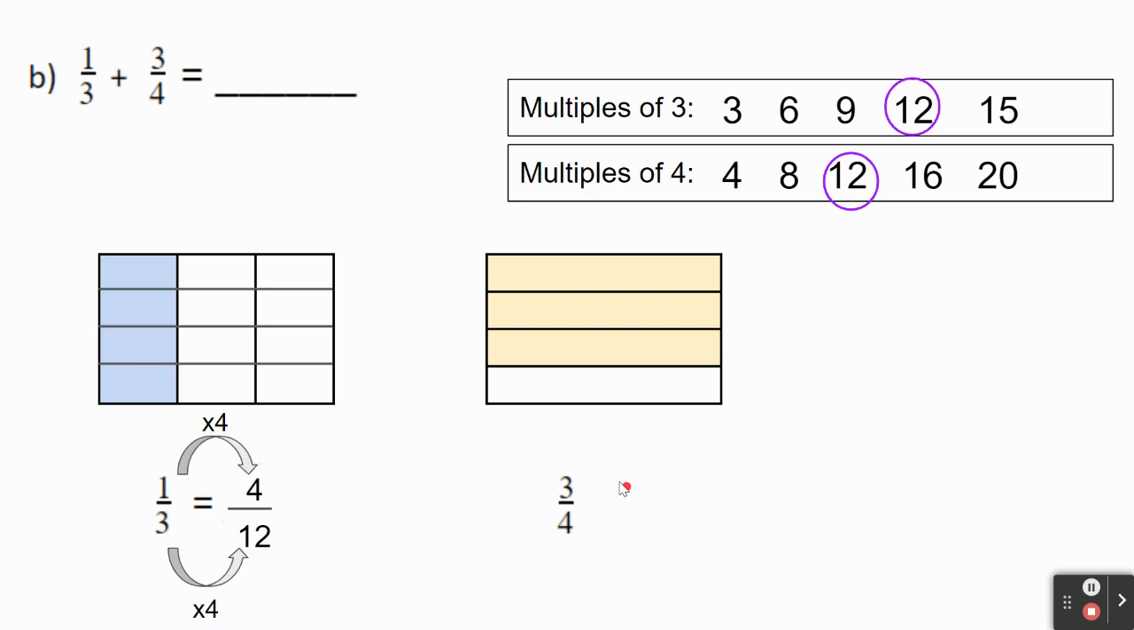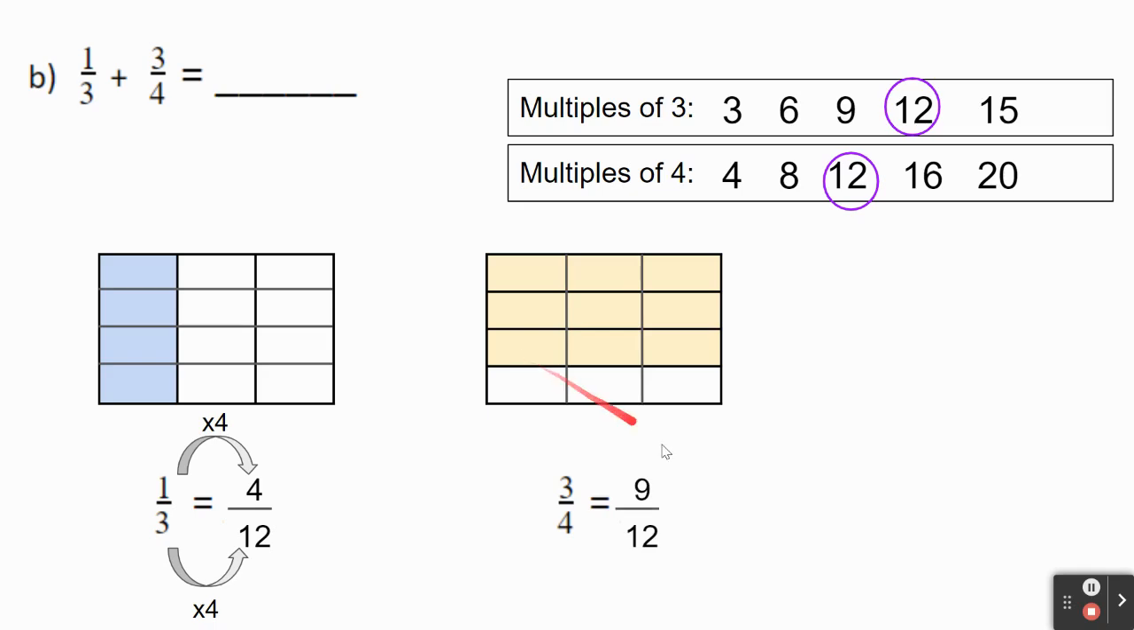Now let's find the equivalent fraction to 3/4 when we rewrite it as 12ths. Right now we have 4 parts. We're going to break each of these 4 parts into 3 pieces to get a total of 12 parts. We can see that out of the 12 parts, 9 of the parts are shaded. So that means that an equivalent fraction to 3/4 is 9/12.